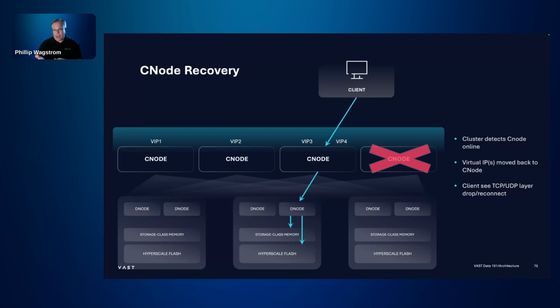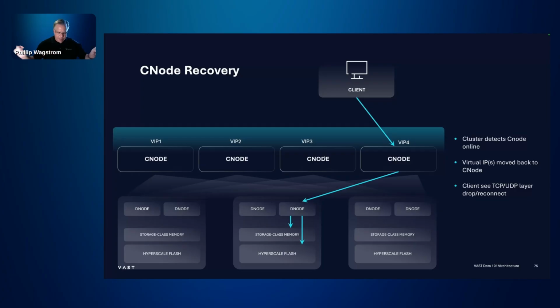But in this case, we have our failure that occurs. The C node fails, and the VIP address fails over. For this, the client just sees a TCP or UDP layer drop and reconnect, and everything is good. When the C node comes back online, the cluster brings it back up, and the VIP address will move back over. It doesn't necessarily have to be the same VIP address that moves over. It might be a different VIP address on that C node, but we'll rebalance those IPs across the C nodes to make them even. And the client sees basically the same thing. It's going to be a TCP drop and reconnect at that layer.